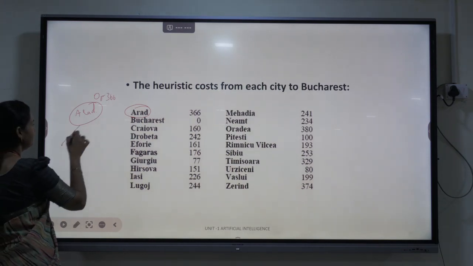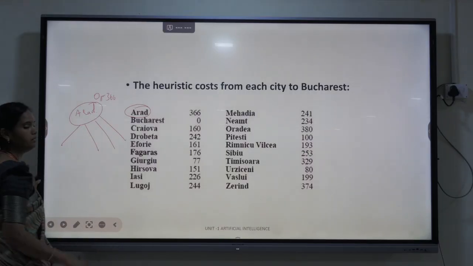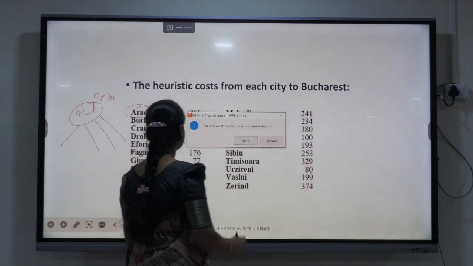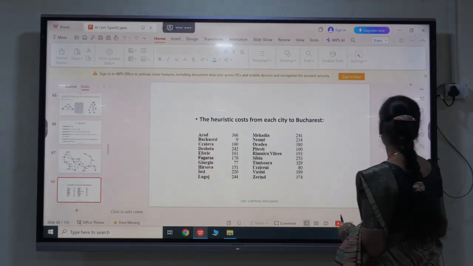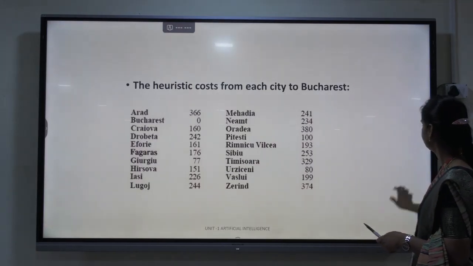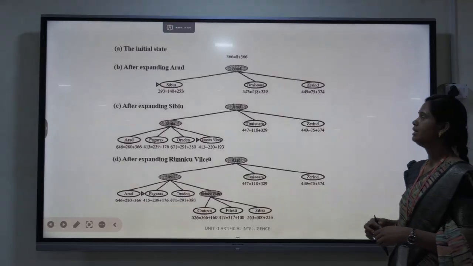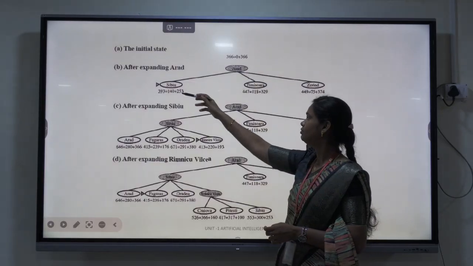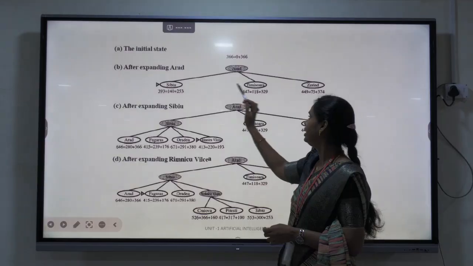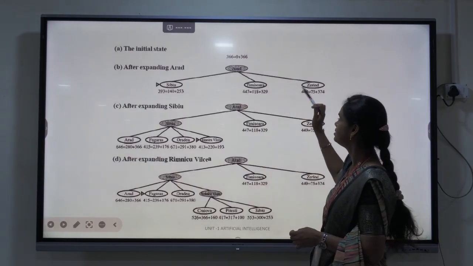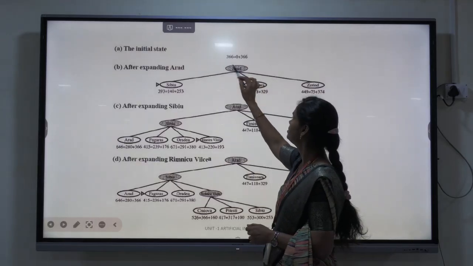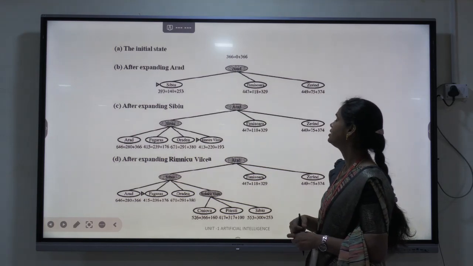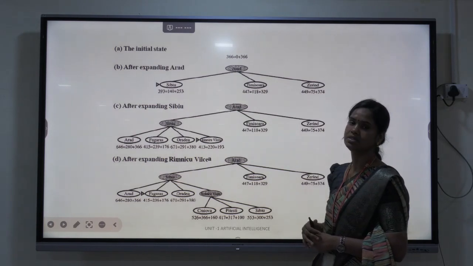And from Arad we are going to explore its neighboring nodes. So this is the example. If you observe, this is where Arad is. The adjacent nodes are Sibiu, Timisoara and Zerind. The first root node doesn't have g of n, because that is the starting node, so that is 366.